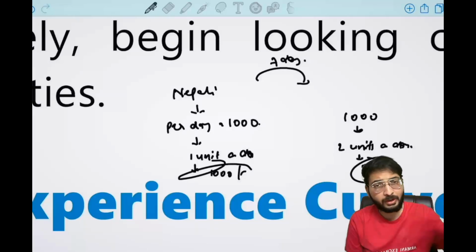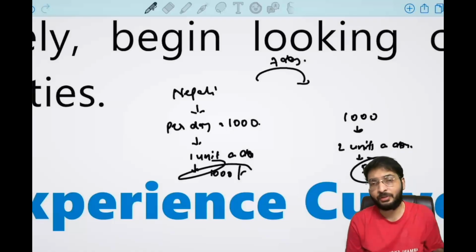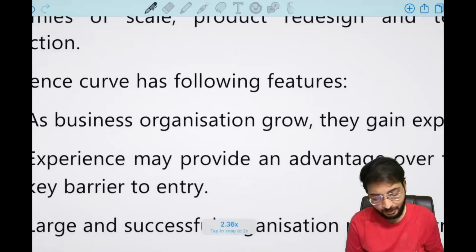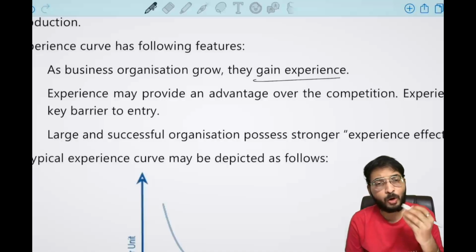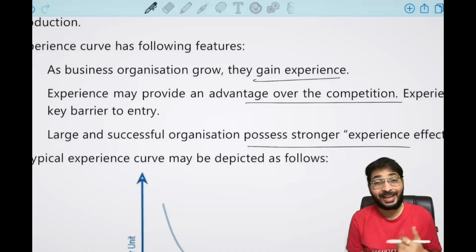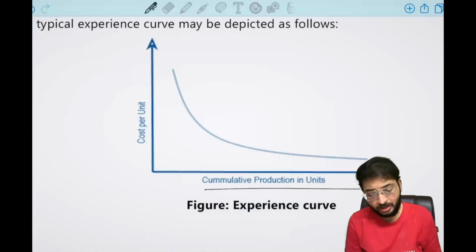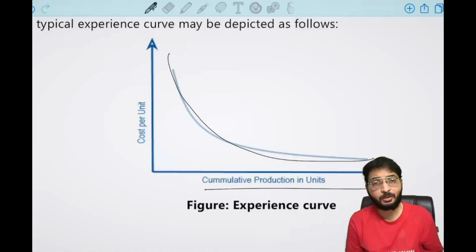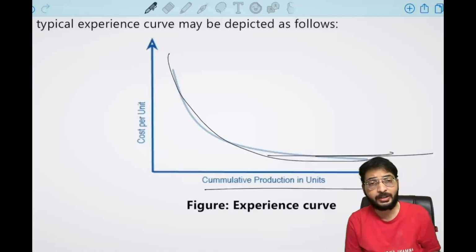The more and more units you produce, the cost price per unit will be reducing. So this is called the experience curve. As the business grows, they gain experience. Experience is definitely an advantage over the competitor in the longer period, which is called the experience effect. If you see, the larger the number of units, the cost price per unit slowly gets reduced and it will be constant from here.